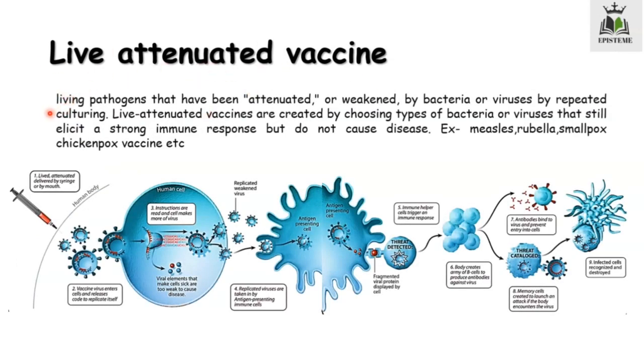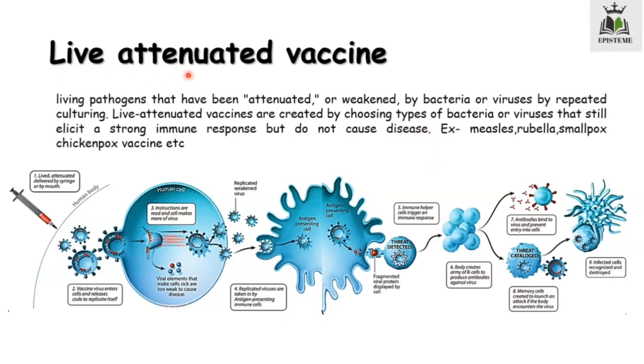Live attenuated vaccines are prepared by using living pathogens that are weakened. This weakening is done by repeated culturing. The live attenuated vaccines are created by choosing the types of bacteria or viruses that still elicit a strong immune response but do not cause the disease. These specific bacteria or viruses have the ability to turn on our immune response but they do not cause the disease. It just turns on our immune response and produces the antibodies, that's it.